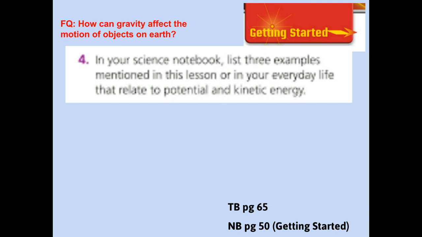After you finish reading that article and taking some notes, in your science notebook, it says list 3 examples mentioned in this lesson or in your everyday life that relate to potential and kinetic energy. So maybe activities you do outside of school, things you've done in the past, just listing some examples of how everyday life involves potential and kinetic energy.